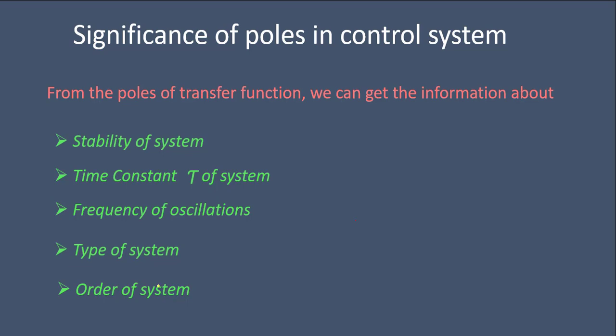In this lecture, we will discuss the stability of the system. If we know the poles of a transfer function, how can we find whether a system is stable or not? And in the next lecture, we will discuss the time constant tau and frequency of oscillations. So I request you to watch the entire lecture so that you get a good knowledge about the poles and stability of the transfer function. Let us start with the first point, that is stability of a system.